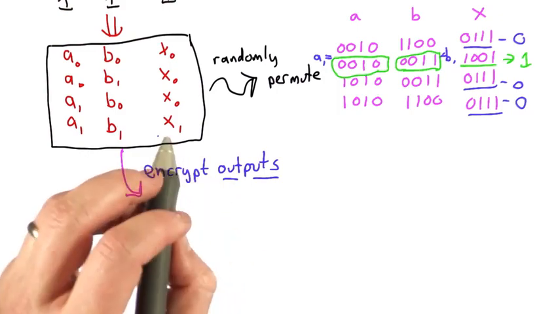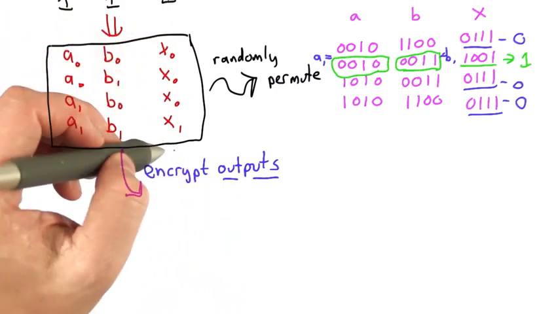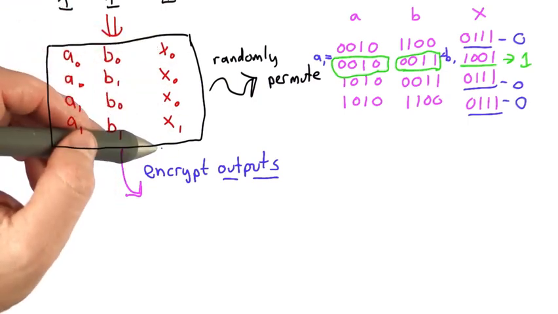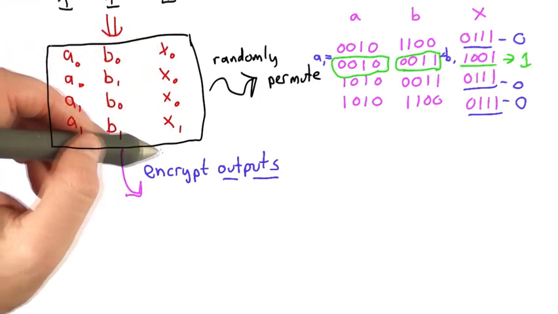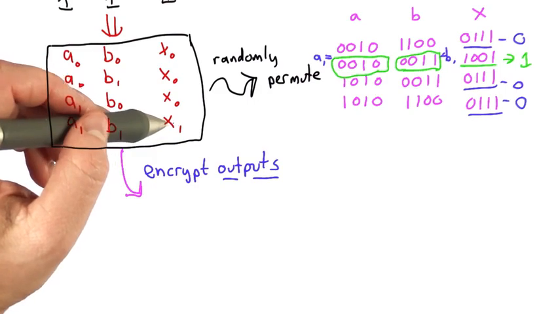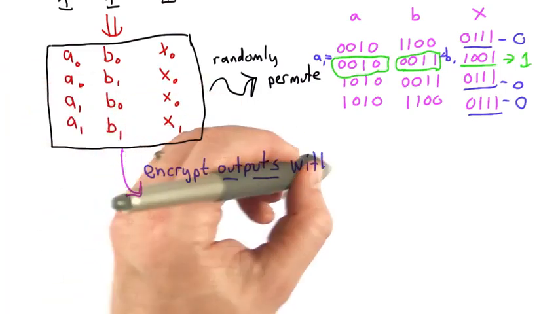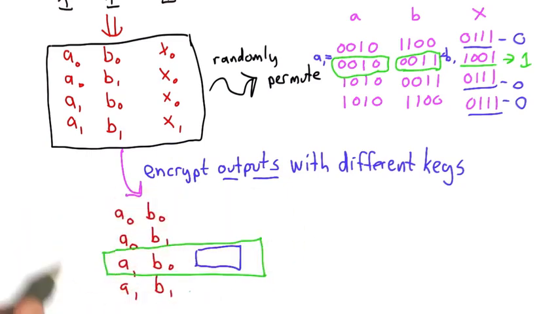We have to encrypt them with different keys, though. If we encrypted them all with the same key, well, then either the evaluator would be able to determine all the outputs, because the evaluator knows that key, or she couldn't determine any of them because she doesn't know that key. So we need to encrypt each output with different keys, such that when someone evaluates the truth table, they can only decrypt the output that corresponds to the row for the actual values they have.